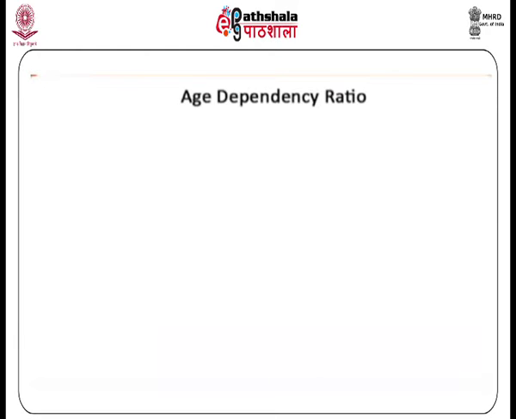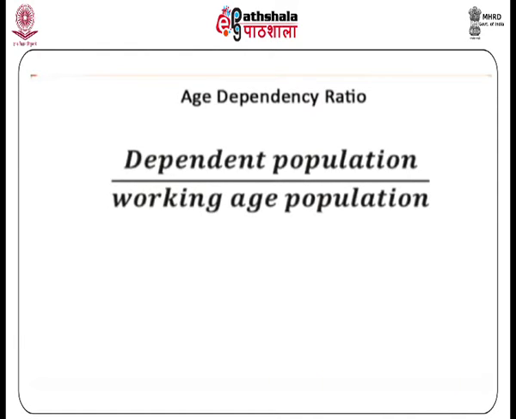Age dependency ratio is the ratio of dependents, people younger than 15 or older than 64, to the working age population. According to the World Bank, in 2011, this was measured to be 53.67%. Yet another interesting phenomenon has been taking place in India, especially after independence. The age dependency ratio is clearly on the decline.